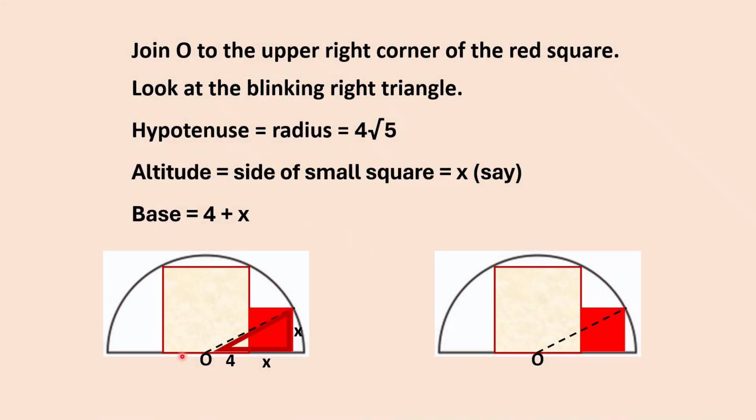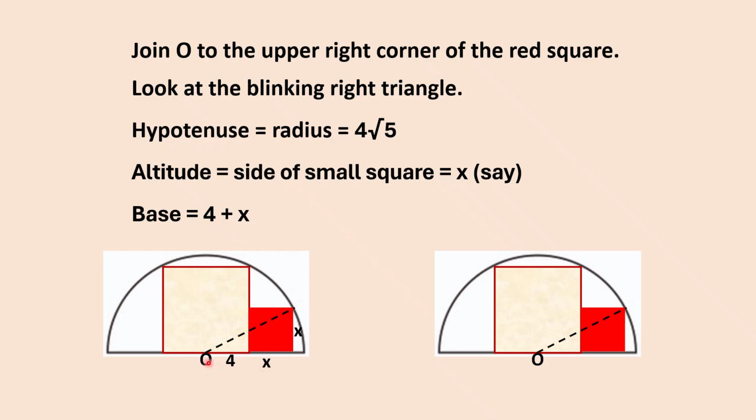Next, we join the center of the semicircle to the upper right corner of the smaller square, not the larger square. Again we get a blinking right angle triangle. The hypotenuse, which is the radius, is 4 root 5. Supposing the side of the smaller square is x, the altitude will be x, and the base will be 4 plus x.